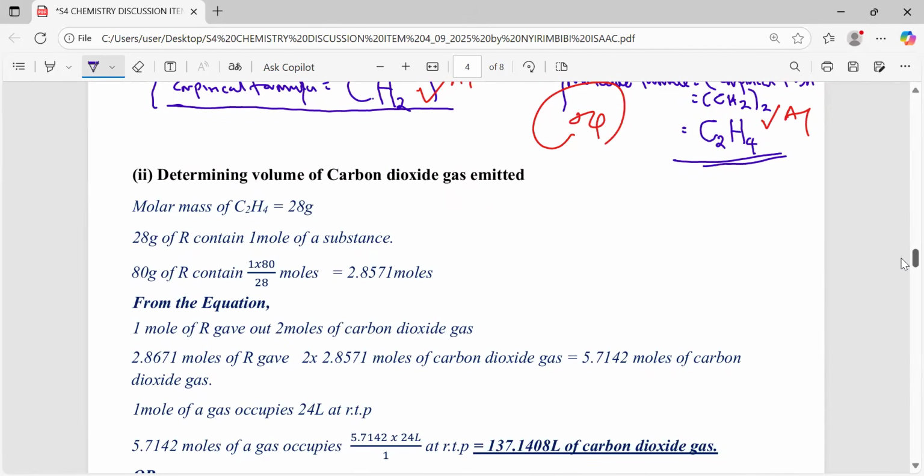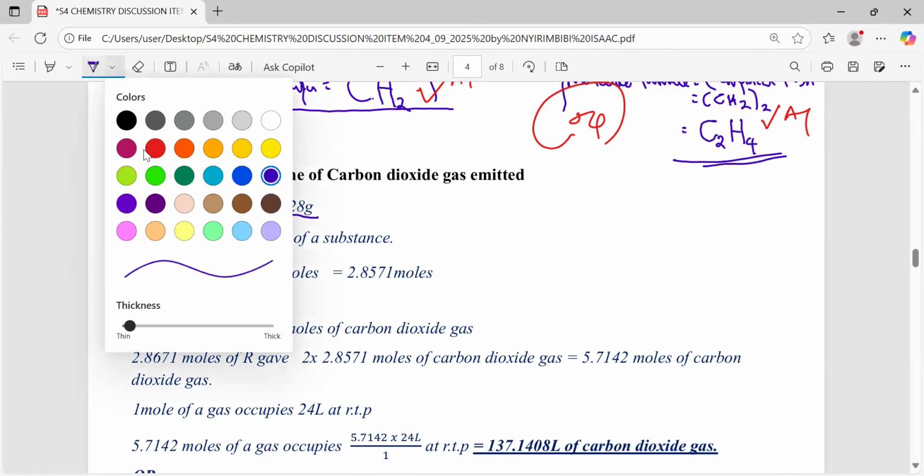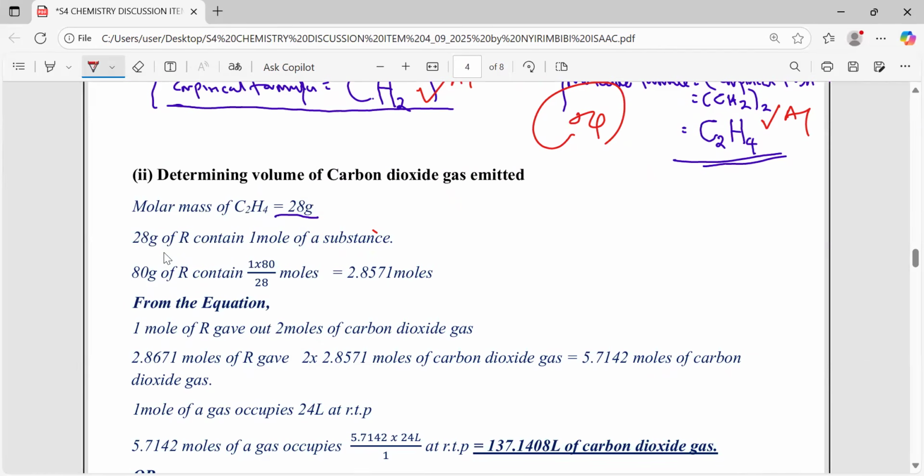So in this, you can see that in my first statement, molar mass, they gave it to us in the question. So since we already have it in the question, I started by saying 28 grams of R contain 1 mole of the substance. I believe you know that, because we say that 1 mole of any given substance weighs its mass. So what about 80 grams? It becomes 1 times 80 divided by 28 and we get the number of moles.